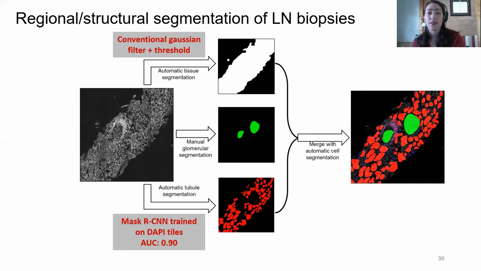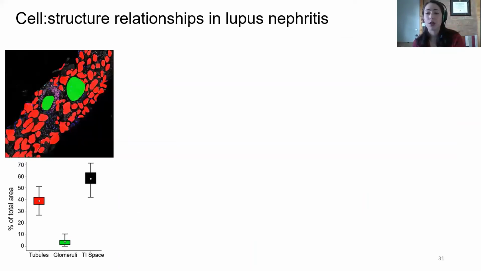And so once we have those 3 structural segmentations done, we can merge with the automatic cell segmentation to get the image on the right, where we have all the information about where the cells are relative to the structures in the kidney. So if we look at the regional segmentation, we can see that tubules make up about 40% of the biopsy area, glomeruli around 5%, and the tubulo-interstitial space makes up the remaining percentage.